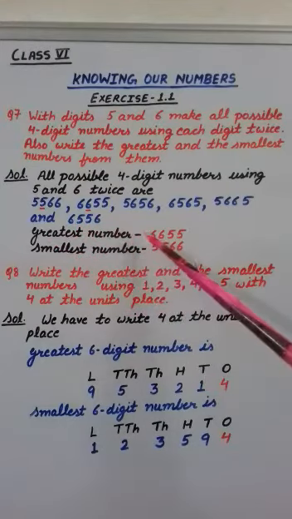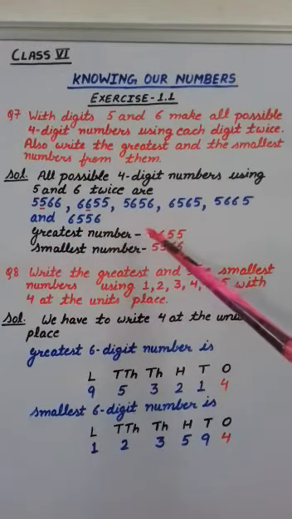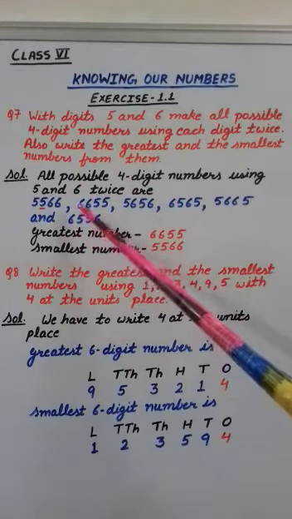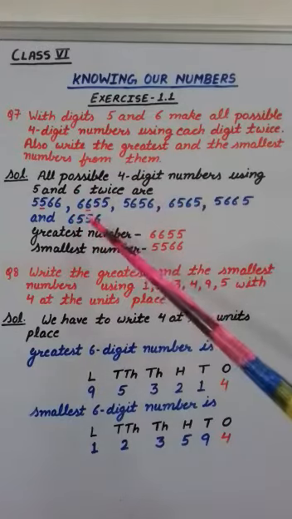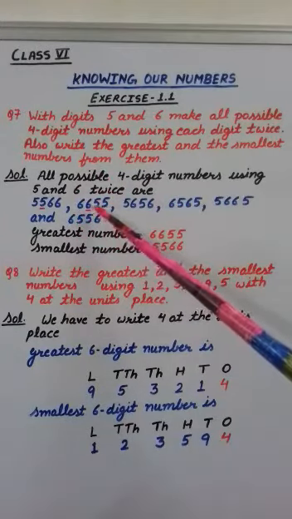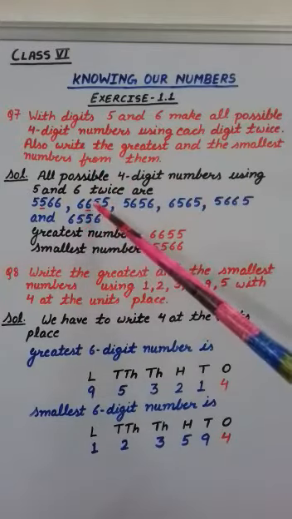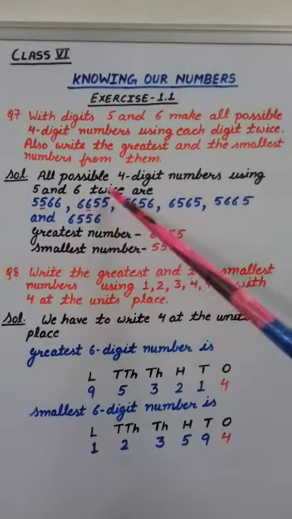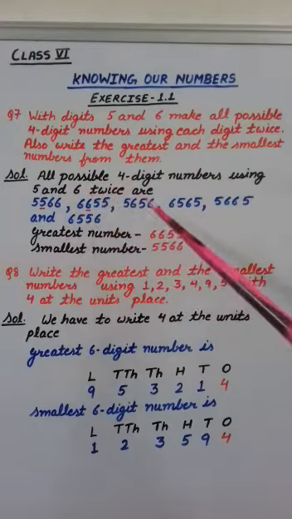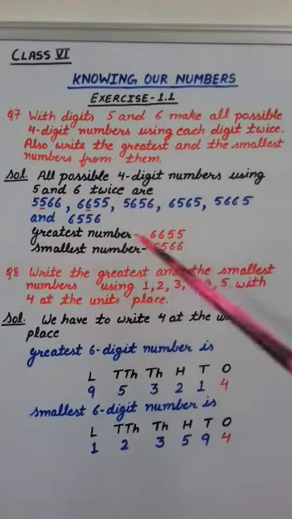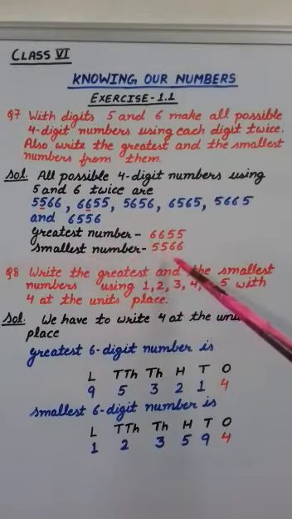Now let's find the greatest number and the smallest number. Now for the greatest number, see the greatest digit first of all. So here it is 6, here it is 6, here it is 6. Now, after 6, we have to see the digits. So, after 6, it is here 6, 5 and 5. That means this number is the greatest one. So, 6,655 is greatest.